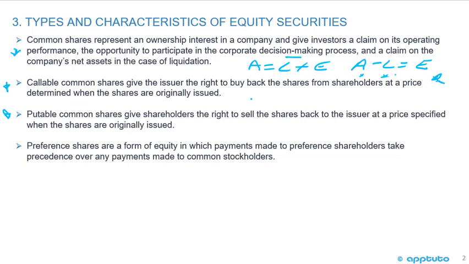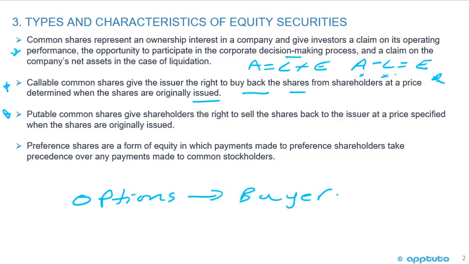Now we're going to look at two features here, common shares that could be callable or puttable, okay? So callable common shares give the issuer the right to buy back the shares from the shareholders at a price determined when the shares are originally issued. Okay, so when we look at options, options give the holder, the buyer, the right but not the obligation, in this case, the right but not the obligation to buy back the shares. So you can see here, the issuer owns the option when it's callable. So they've bought it. So that means the shareholder has sold that option, okay? They would receive an option premium for that.